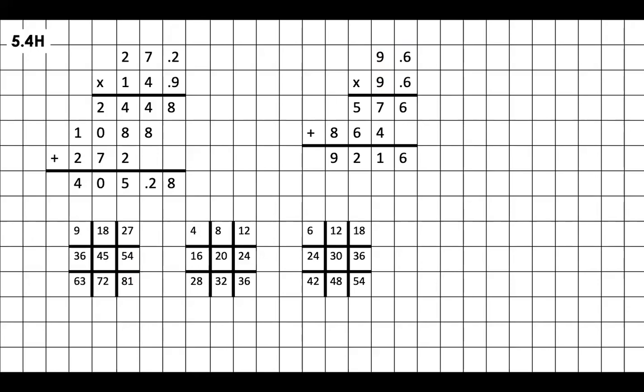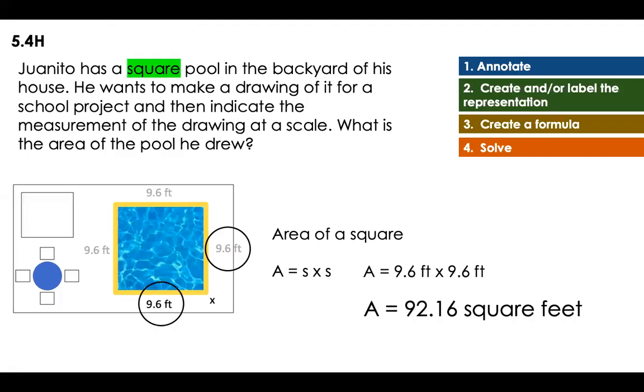Period. Is my answer going to be 9,216? Nope, because I have two decimals among my factors. So that means that in my final product, my answer will have two decimals. I want you to check at this. Please don't put the decimals in the partial products. Always the decimal goes at the end. So my answer in this case is that the area of the pool is 92 and 1,600 square feet. That's the area of the pool.